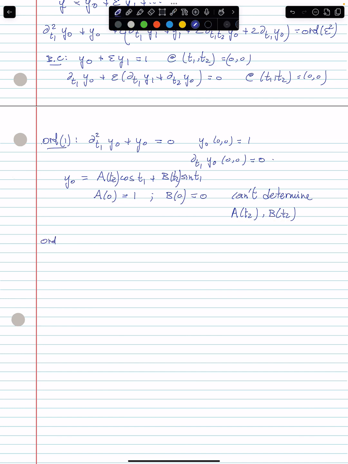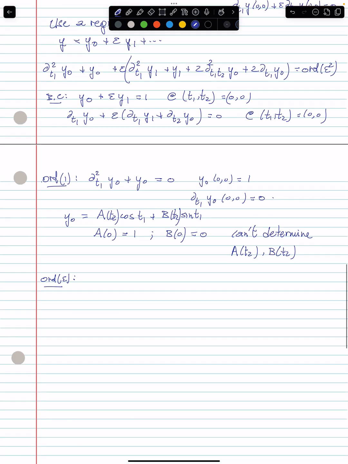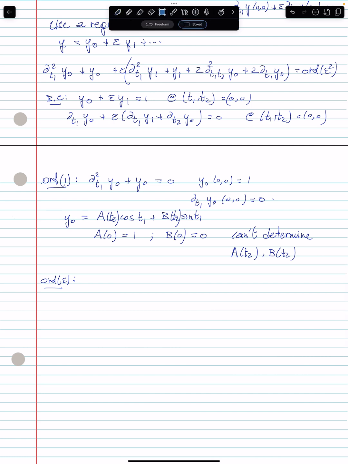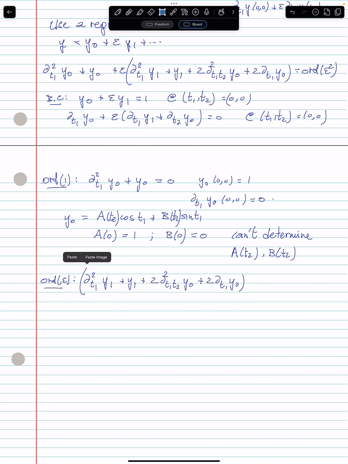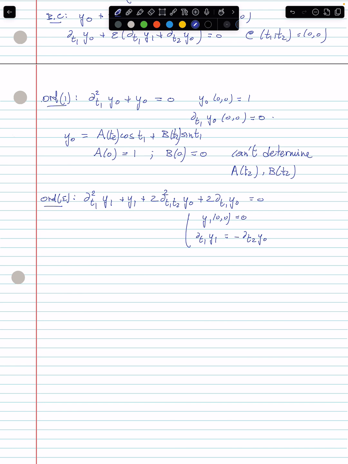All right, and to do this, let's go to the next order. If we go into the next order, then let me rewrite the governing equation, which is this one. All right, we have it there. And this needs to be equal to 0 with initial conditions that y1 at 0, 0 is equal to 0, and the first derivative with respect to t1 is equal to minus the derivative of y0 with respect to t2. Okay, so we have the same left-hand side, and then this is going to go to the right-hand side.